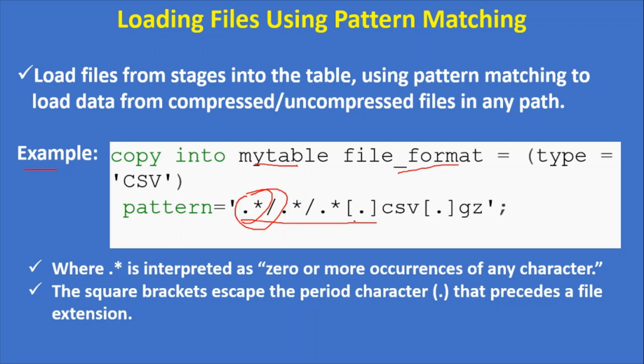And please notice that here I use square brackets. Within the square brackets there is a period operator, or dot, so the square brackets escape the period character. That means escape the period character that precedes a file extension. So if a dot is there before the file extension, it will just ignore it and read that file. So this is very simple. Let's see the same in action, in a demo.